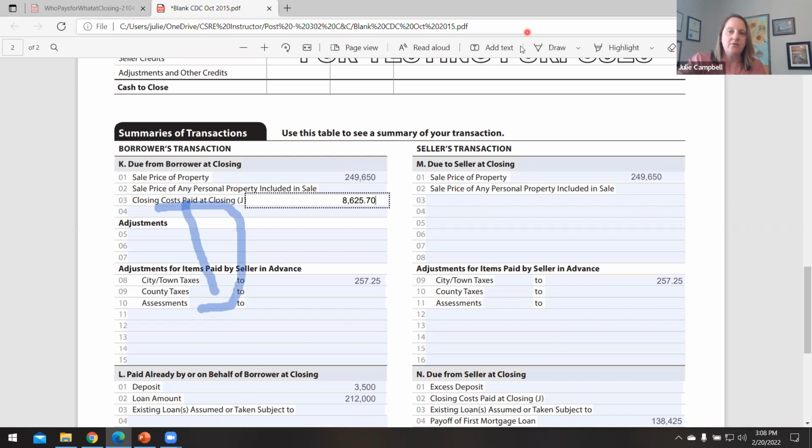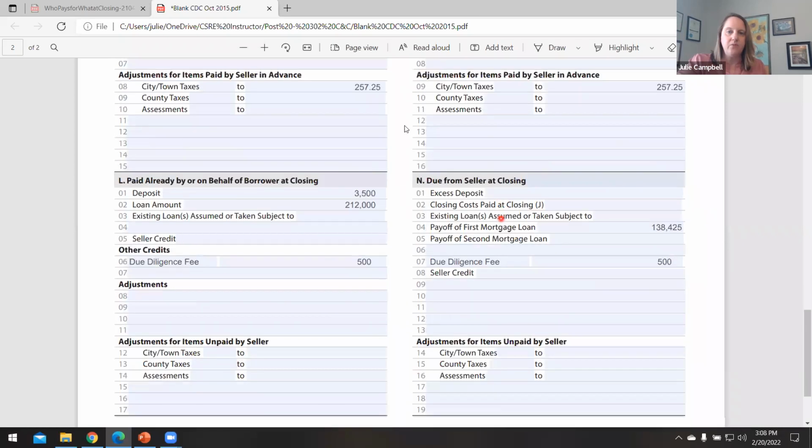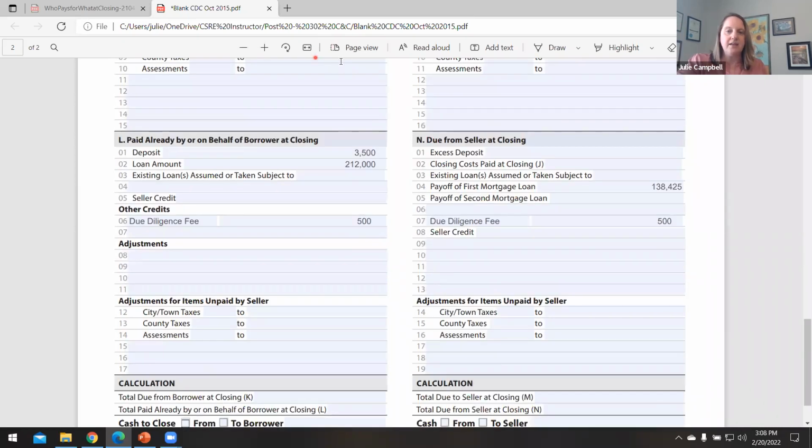Before I do anything else, before I forget, I'm going to take the seller's J and look at box N, N is in Nancy. N is all of the seller's debits, including N2, which is closing costs paid at closing, which is their J. So we're going to take that number from page 1 and put it over here so we don't forget it.